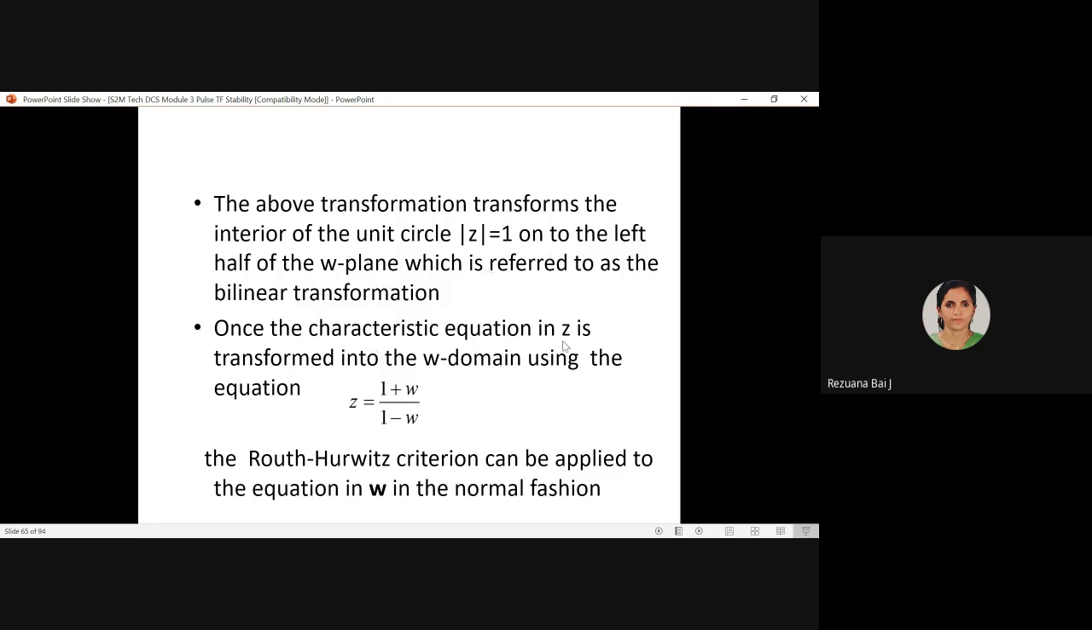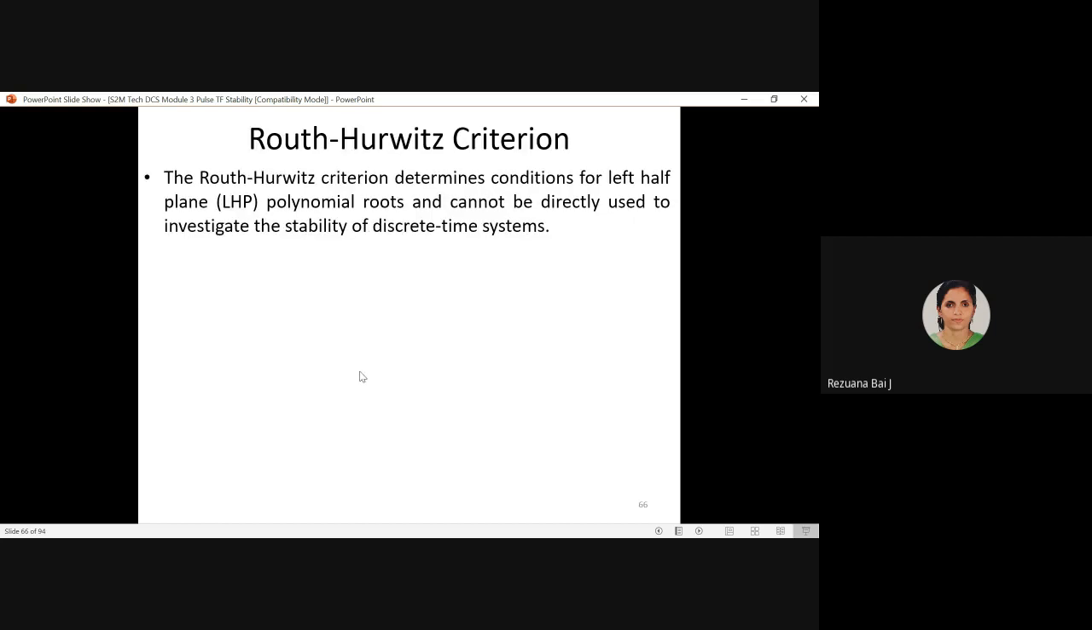Once the characteristic equation in Z is transformed to the W domain using this, the characteristic equation will now be in terms of W. Z has gone because we are substituting 1 plus W by 1 minus W for Z, and the Routh-Hurwitz criterion can be applied to the equation in W in the normal fashion. That is what we are doing in Routh-Hurwitz.